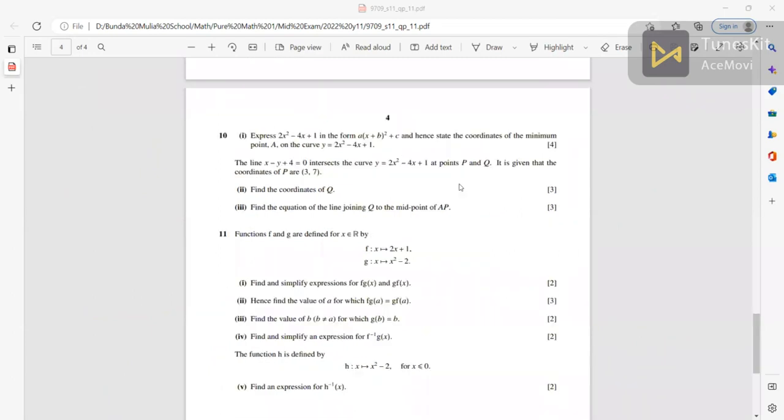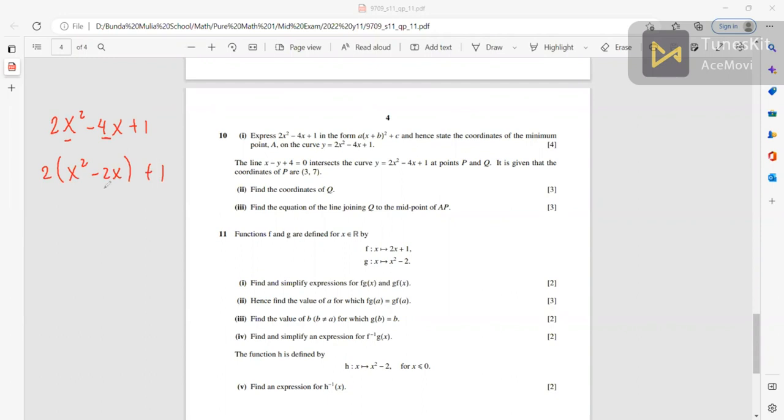For number 10, express 2x squared minus 4x plus 1 in the form a(x minus h) squared plus k. So we have to do completing the square. To complete the square, we have to make sure the x squared coefficient must be 1, so we have to factorize this first. It becomes 2 times x squared minus 2x, plus 1.